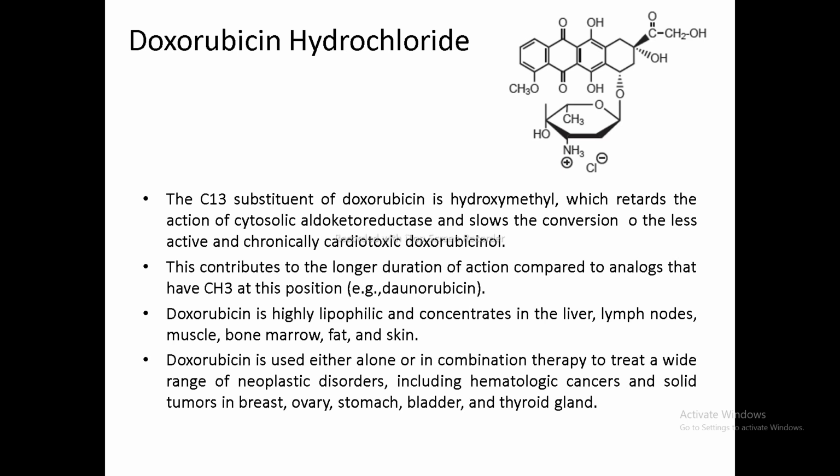Doxorubicin is highly lipophilic and concentrates in the liver, lymph nodes, muscle, bone marrow, fat, and the skin. Doxorubicin is either used alone or in combination therapy to treat a wide range of neoplastic disorders, including hematologic cancers and solid tumors in breast, ovary, stomach, bladder, and the thyroid gland. So that is all about doxorubicin hydrochloride.